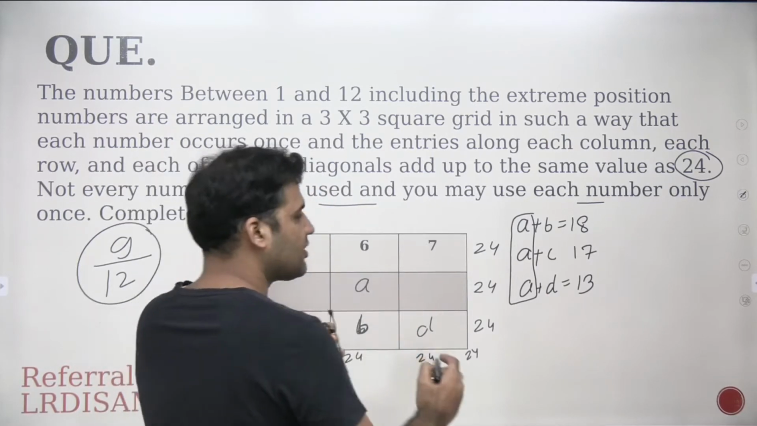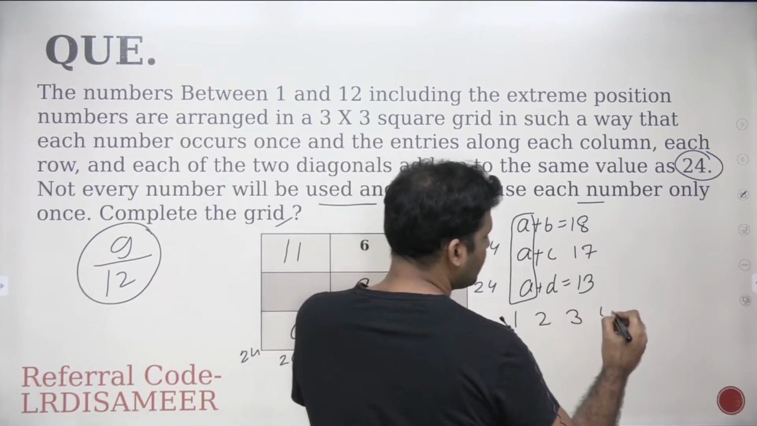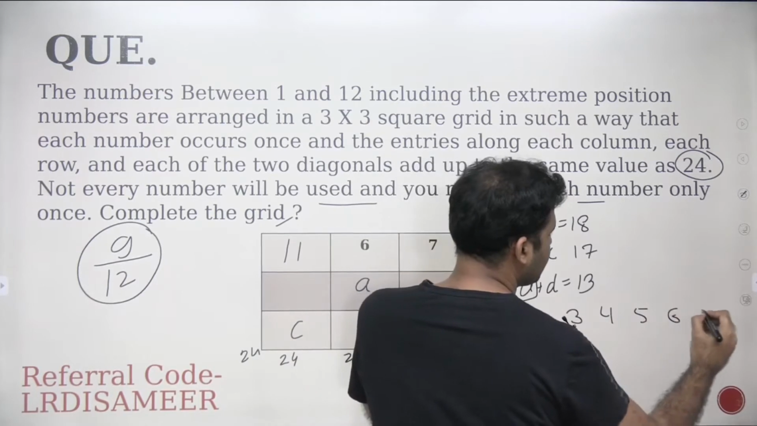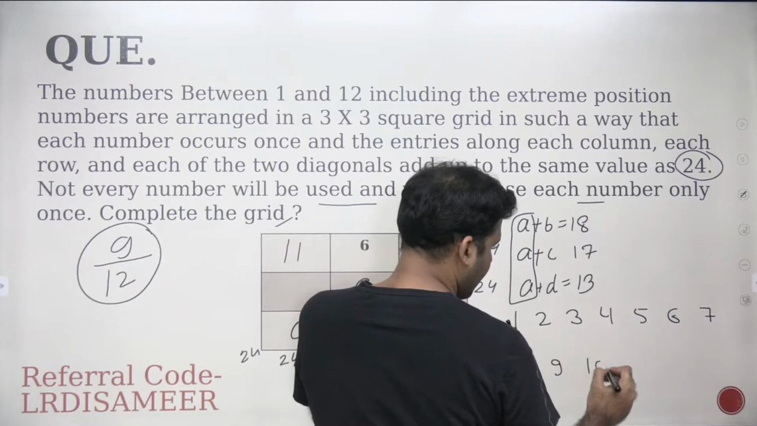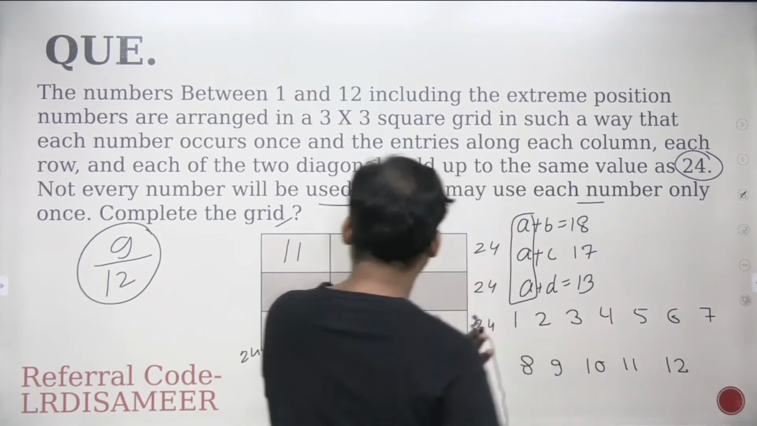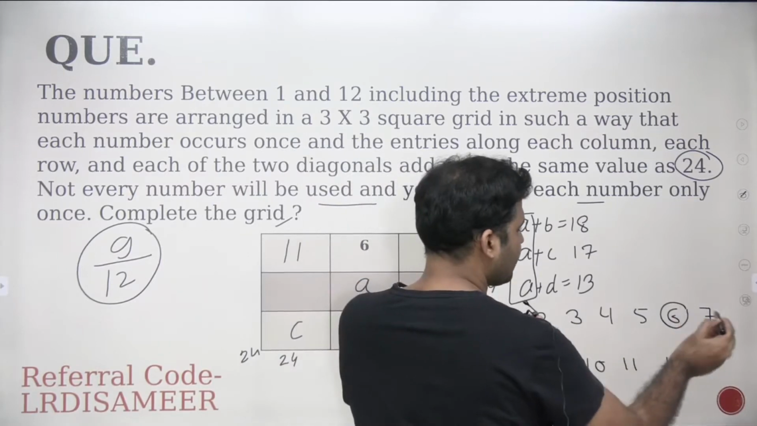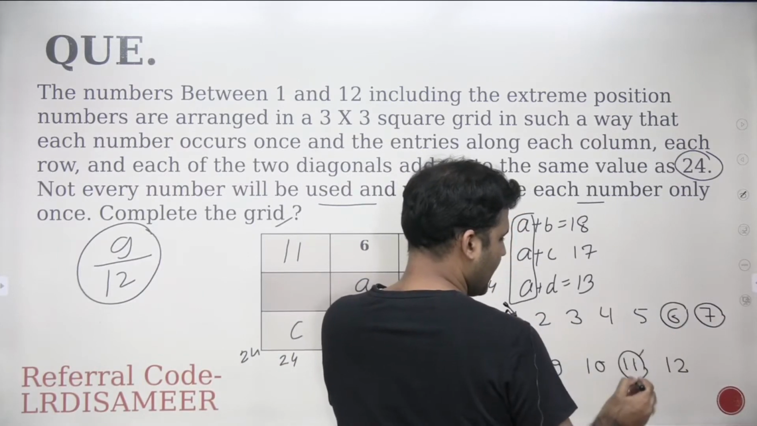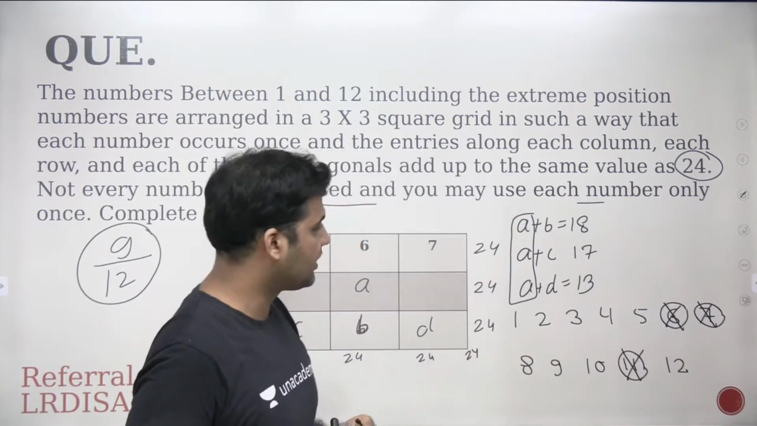Now we have the numbers from 1 to 12, right? Just to explain, let's write down all the numbers: 1, 2, 3, 4, 5, 6, 7, 8, 9, 10, 11, 12, right? I already used numbers 6, 7 and 11. So 6, 7 and 11 have already been used. So these numbers are not available to me. Now look for some combination here.